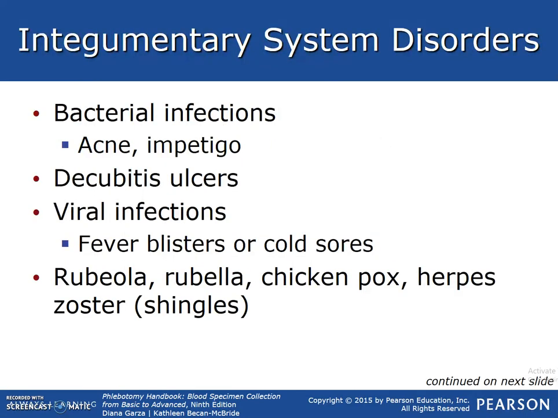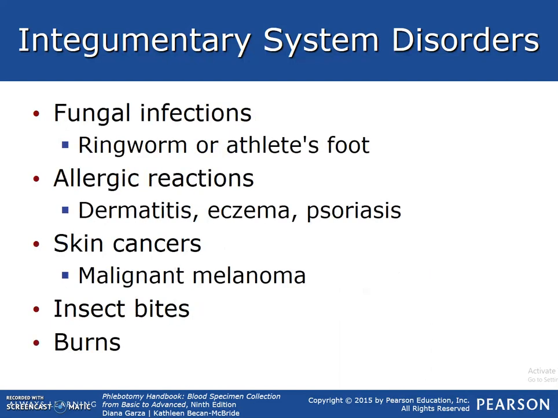Bacterial infections, so acne would be an example. Viral infections: fever blisters or cold sores, rubella, rubeola, chickenpox, and herpes. Also, shingles is an example of a viral infection that happens to our skin. Fungal infections, so ringworm or athlete's foot. Allergic reactions, dermatitis, eczema, and psoriasis, skin cancers such as malignant melanoma, and insect bites and burns are other things that can happen to the skin.